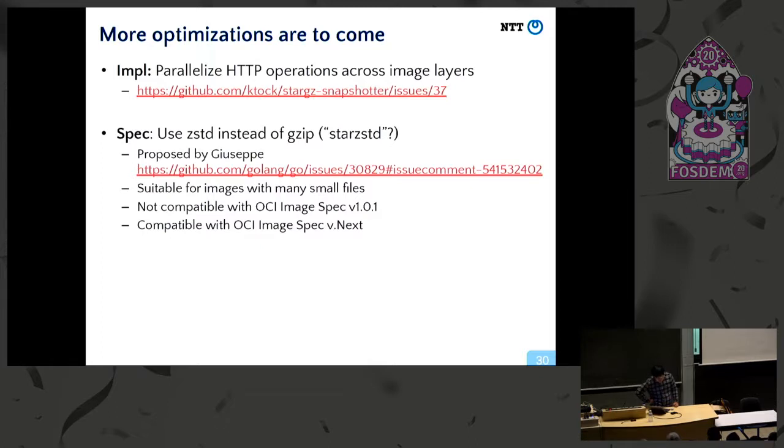This was proposed by Giuseppe, mostly for images with a lot of small files. So using zstd is not compatible with the current OCI image spec version 1.0.1. But the next revision of the OCI image spec is likely to support zstd as a compression format. So this is compatible with the next version of the OCI image spec.